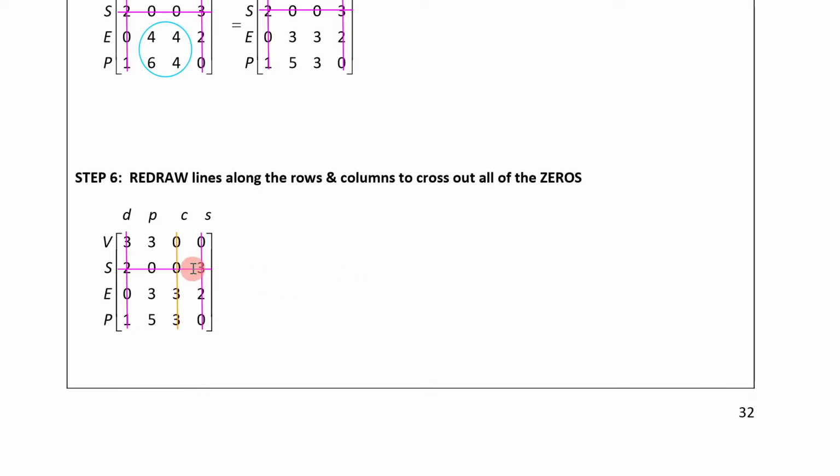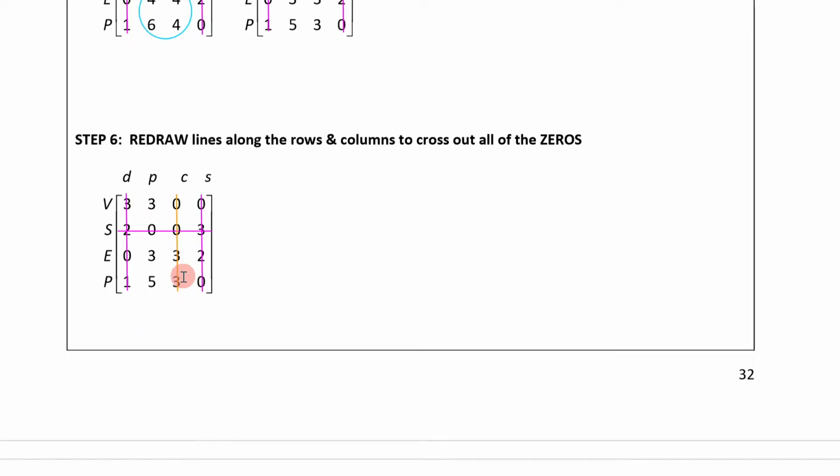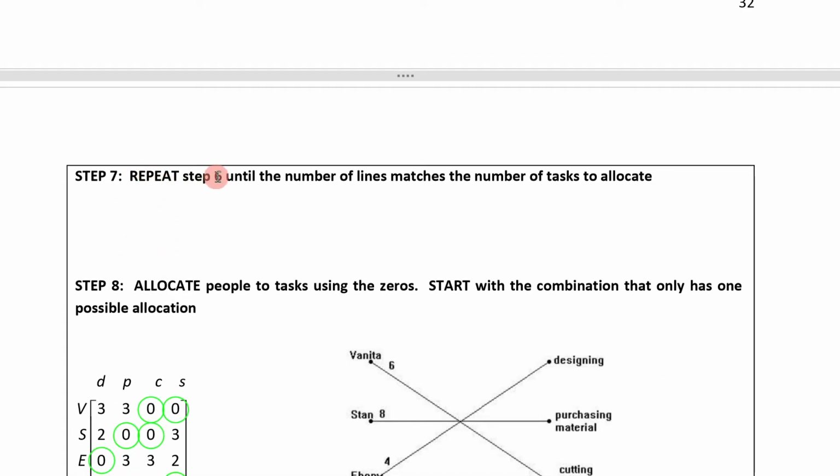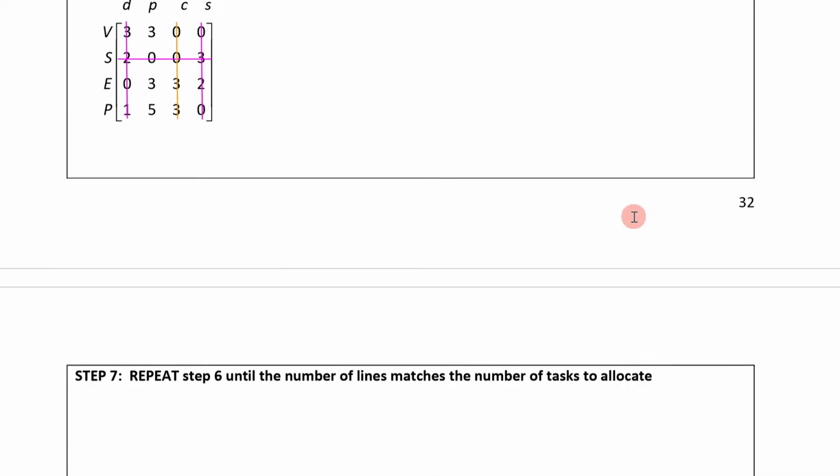So now this time, I need 4 lines to cross out all my zeros here. So that means that I'm done. Now, there are still more steps, but I'm done this part. So step 7 says, repeat step 6 until the number of lines matches the number of tasks to allocate. So we are done here.